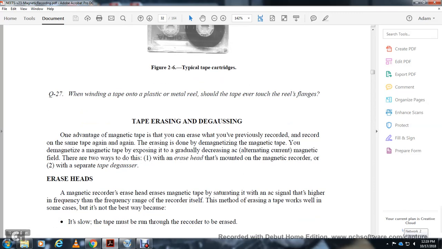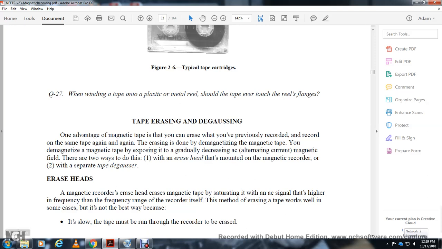Tape erasing and degaussing. One advantage of magnetic tape is that you can erase the previously recorded material and record on the same tape again. Erasing is done by demagnetizing the tape. You demagnetize the tape with a gradually decreasing AC current magnetic field. There are two ways to do this: one, the erase head mounted in the magnetic recorder, or two, a separate tape degausser.